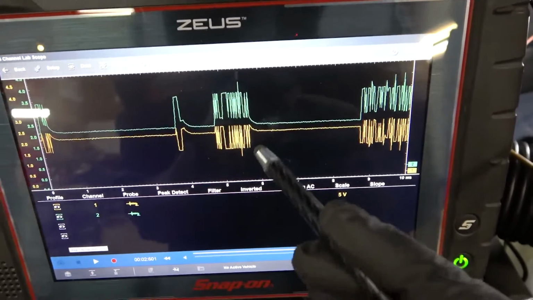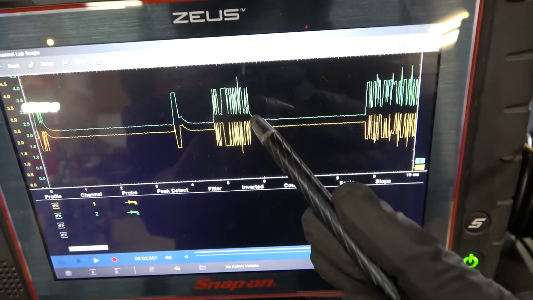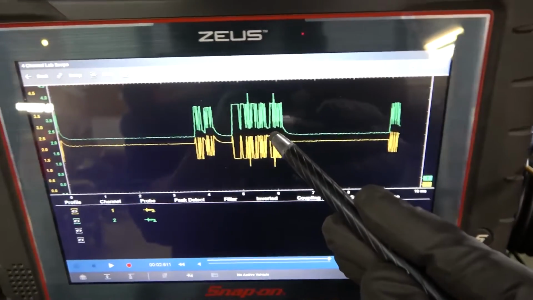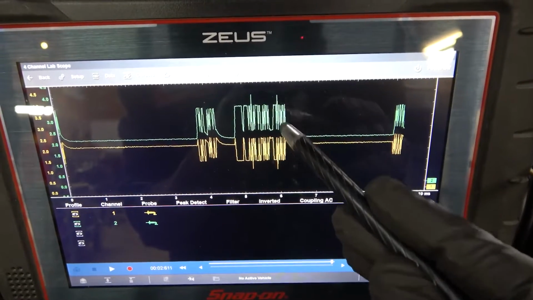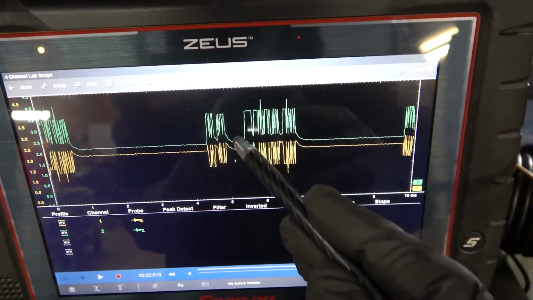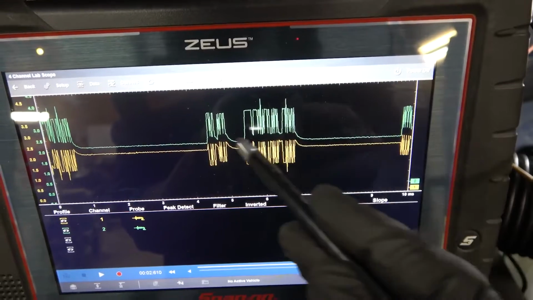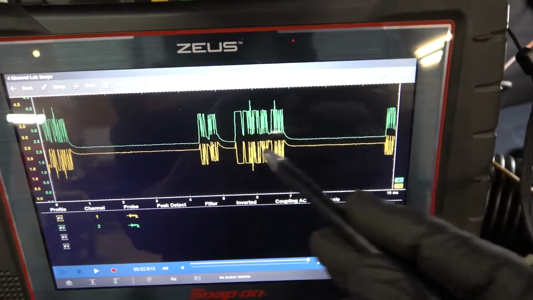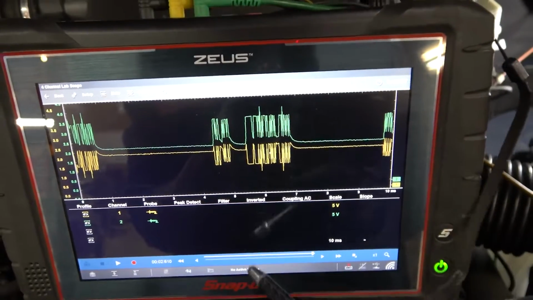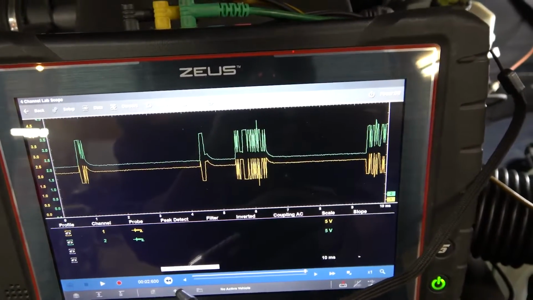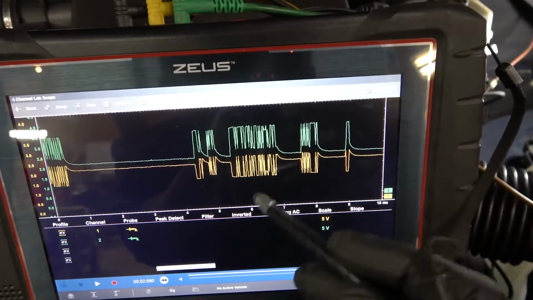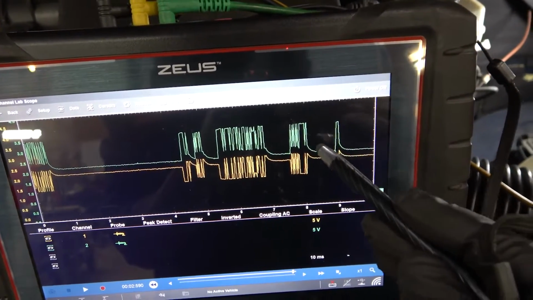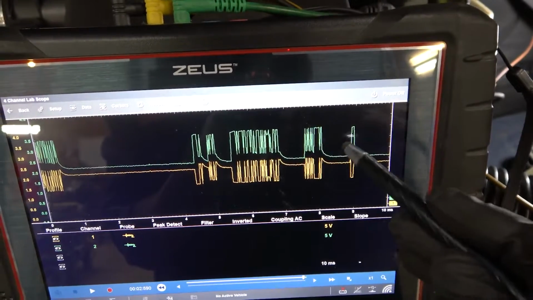Okay, look at this now. You see how we now have a little slope over here? There's now a slope here, and our waveform looks weird. It looks ugly. So this ABS control unit is defective. Look at that. We did not have this slope when the ABS control unit was disconnected.